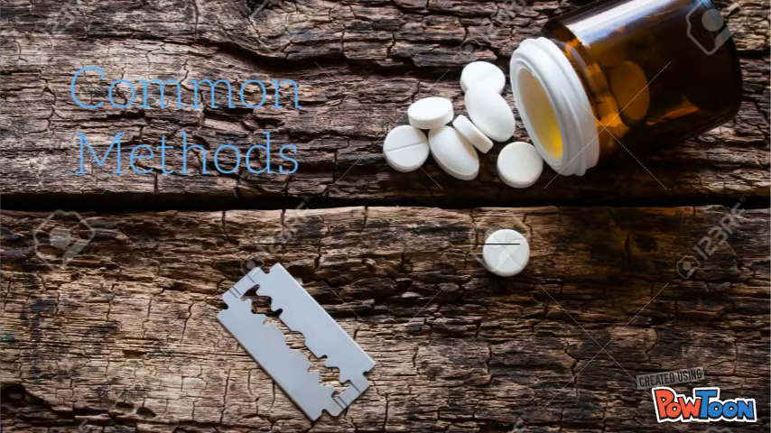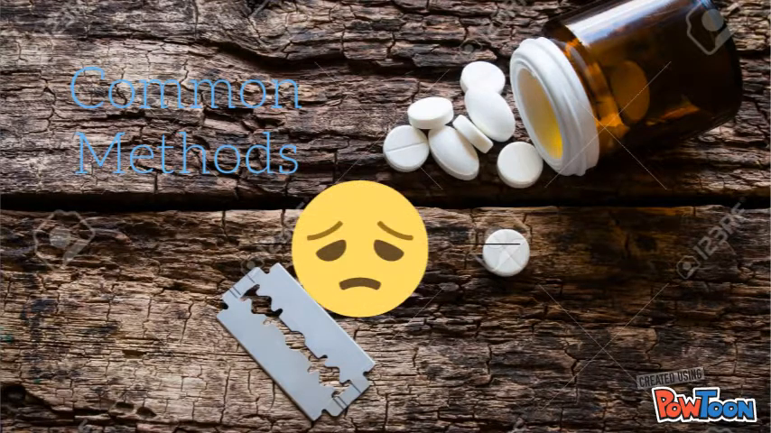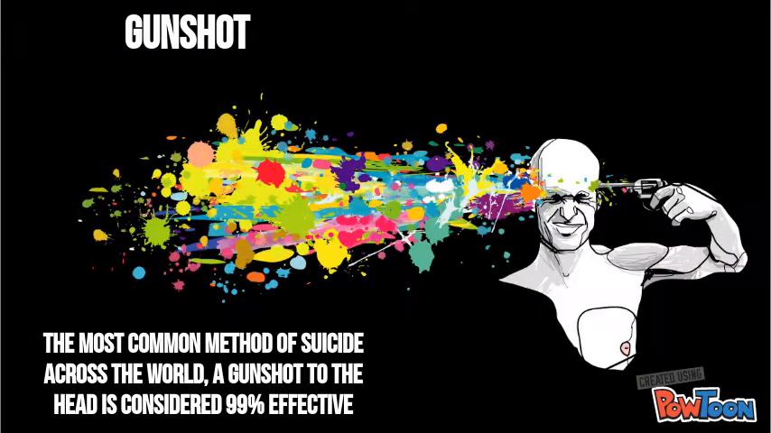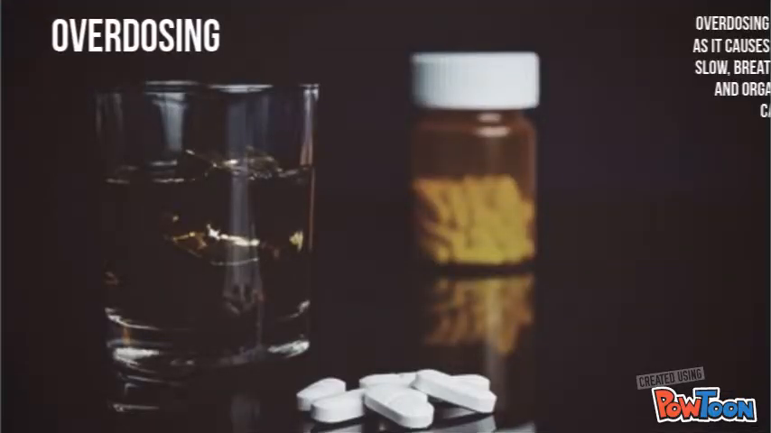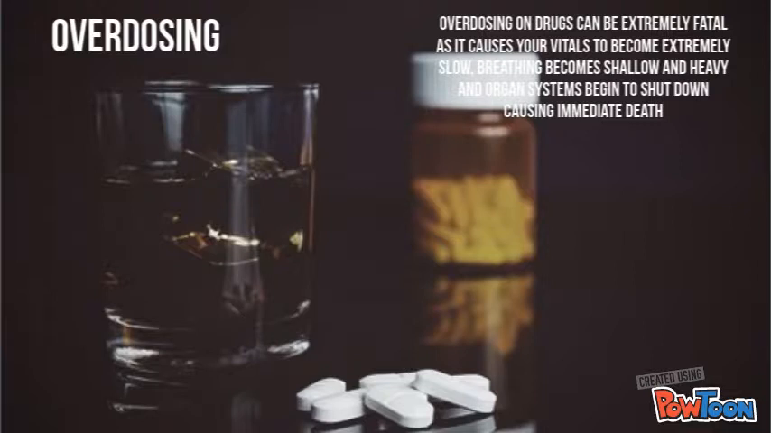The next topic we will discuss is some common methods of suicide. The most common method of suicide across the world is a gunshot to the head. A gunshot to the head is considered extremely lethal, with an effectiveness of 99%. Overdosing is the second most common method of suicide across the world. Overdosing on drugs can be extremely fatal, as it causes your vitals to become extremely slow. Breathing becomes shallow and heavy, and organ systems begin to shut down, causing immediate death.